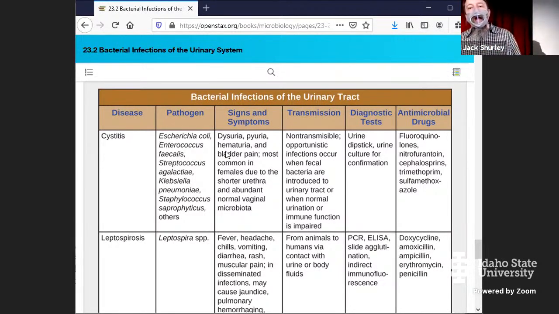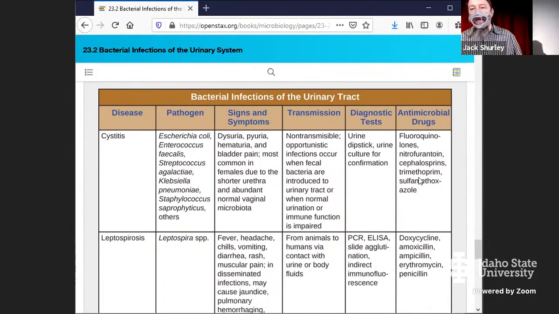So dysuria, pyuria, hematuria: issues with urinating, pus in the urine, blood in the urine. That's really what's happening with all of those. There's pain. It's more common in females than in males. And again, it's more of an opportunistic situation. It's contamination that really sets the stage for this. And the close proximity lends to the more probability with females contracting it as a result.